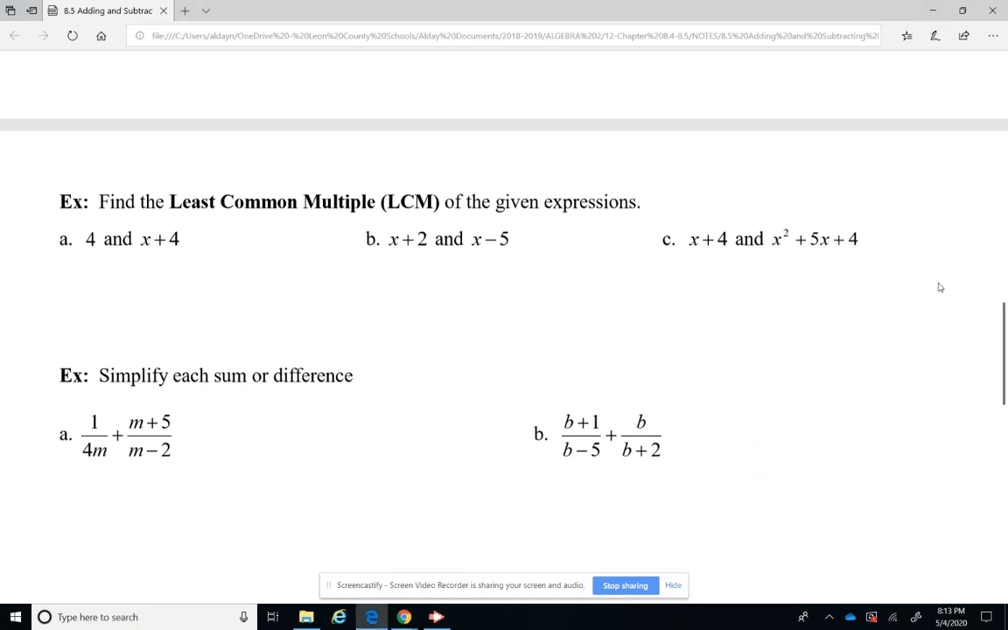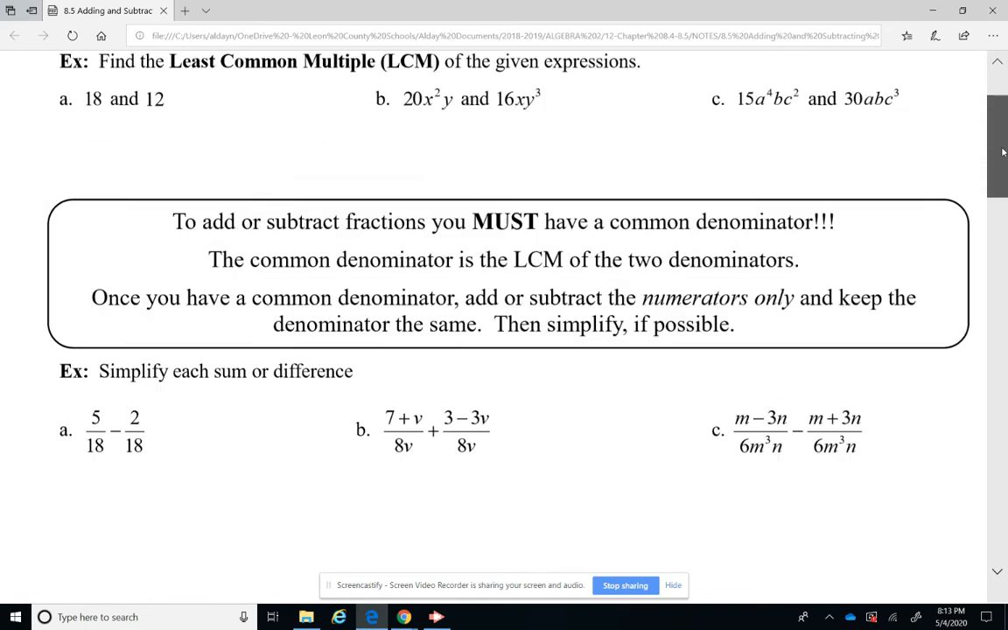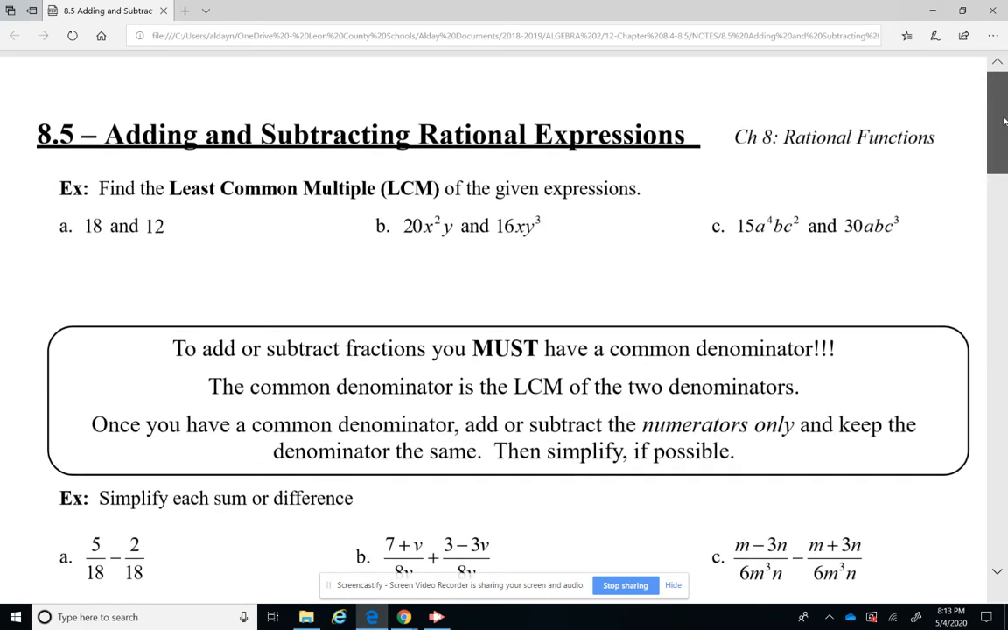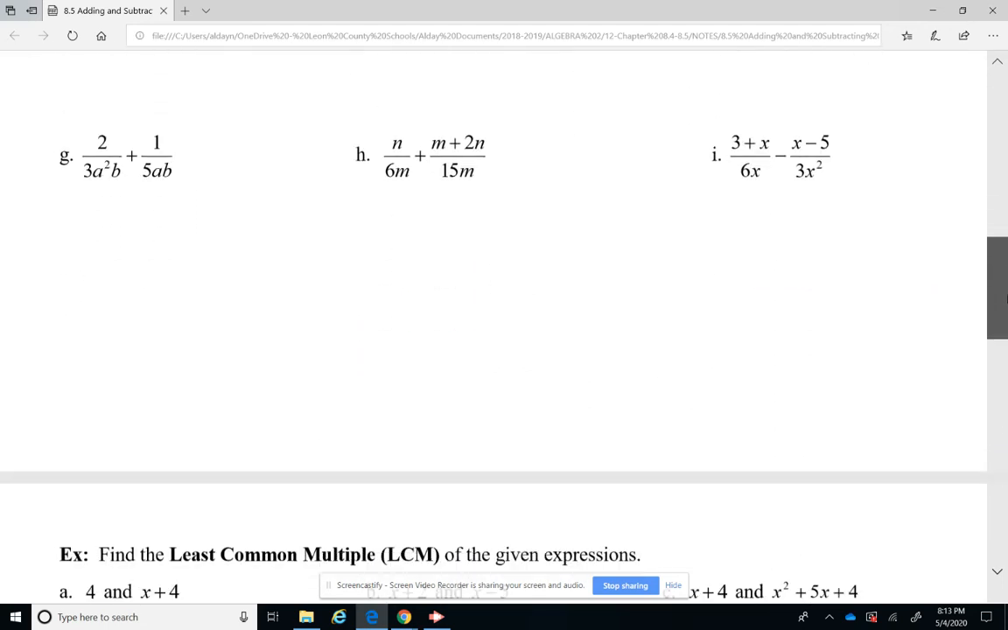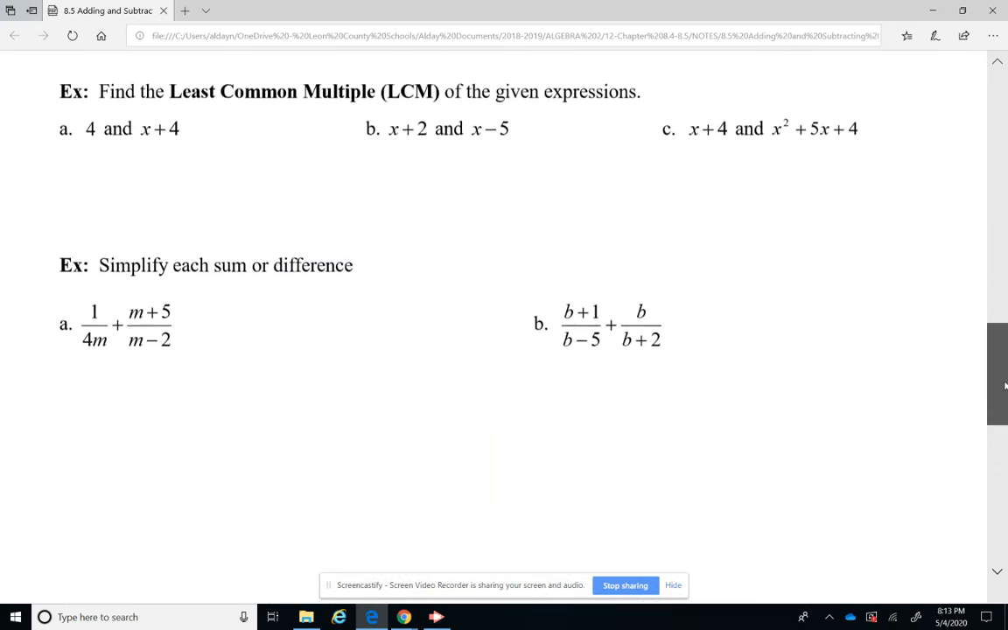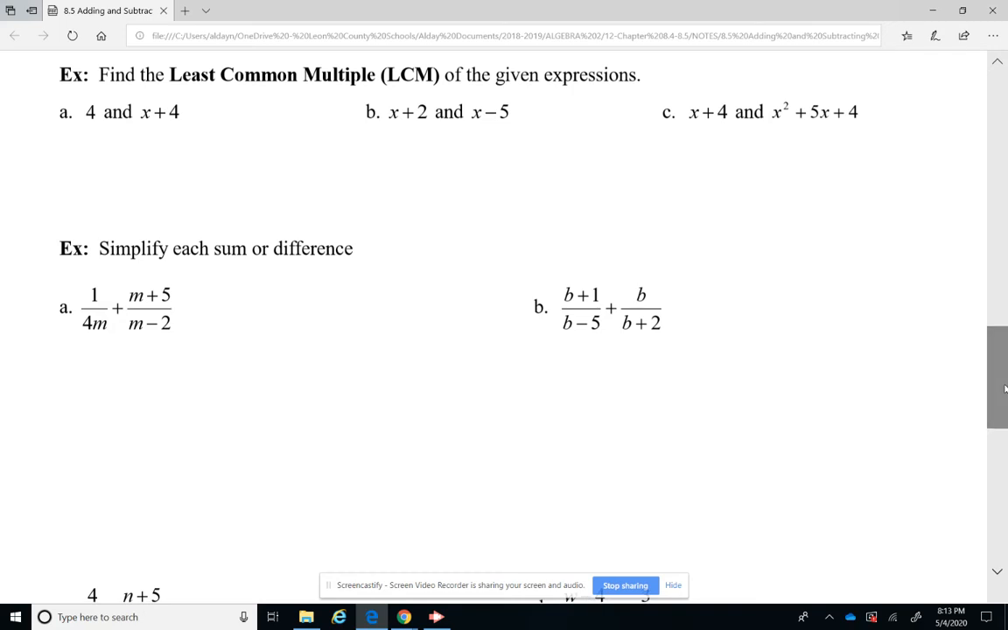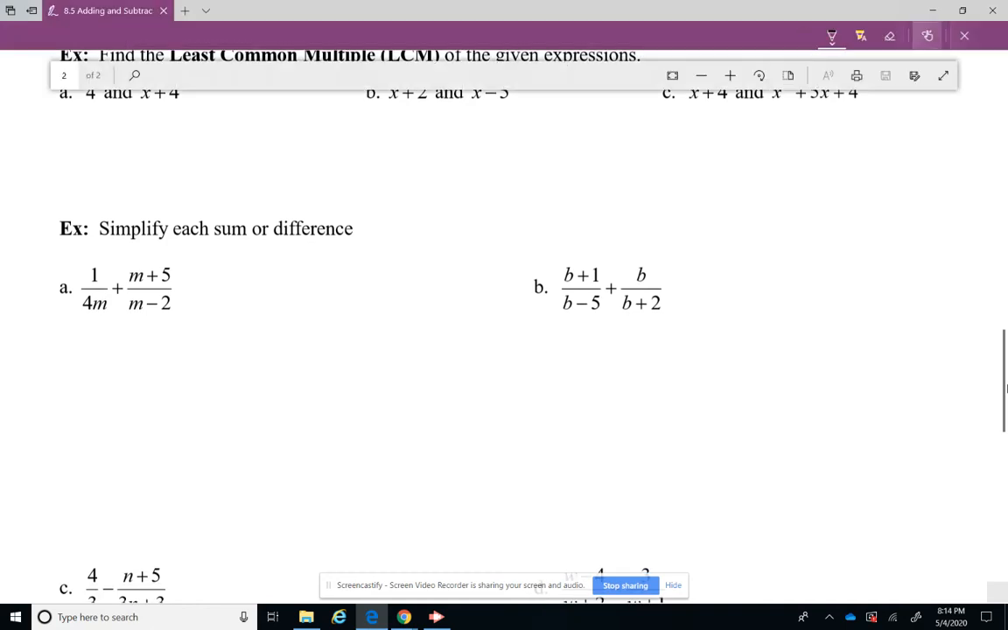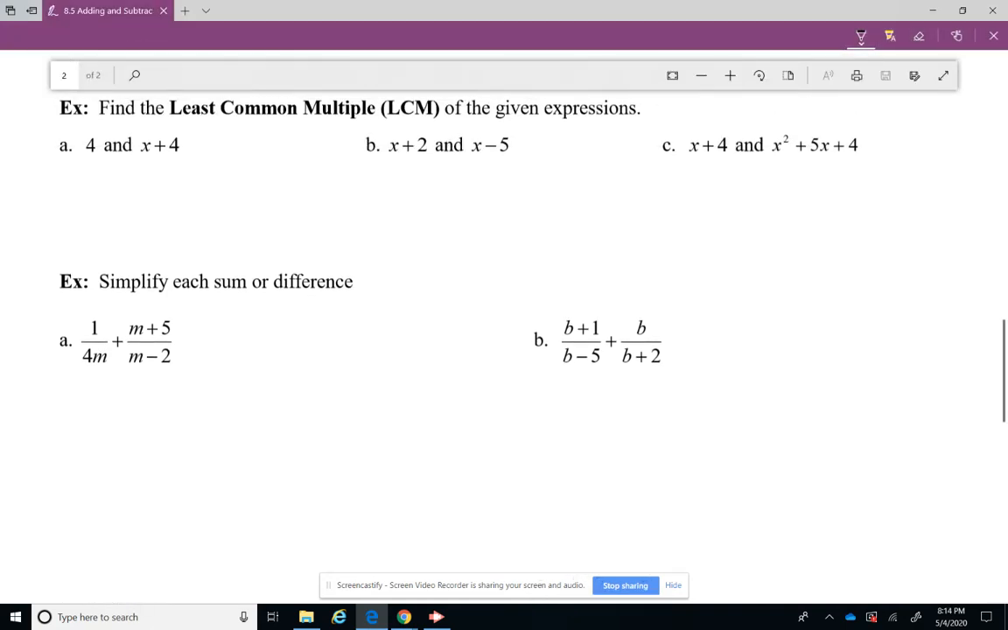Pull out your 8-5 notes. Yesterday, we did day 1 or part A. We did this section where it says adding and subtracting rational expressions. So we're going to turn it over to the back, or it might just be a second page for you. We're going to start out again finding the least common multiple, but these are going to be a little bit more enhanced, a little bit more complicated. So let's go ahead and get started.